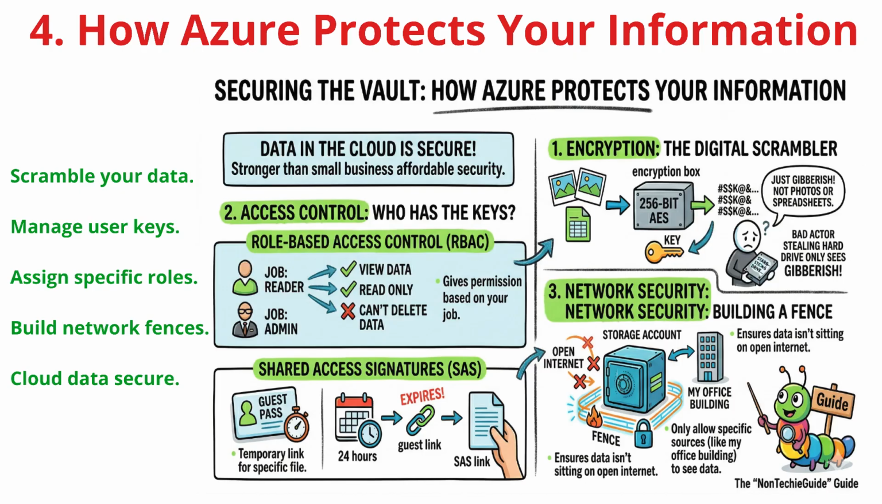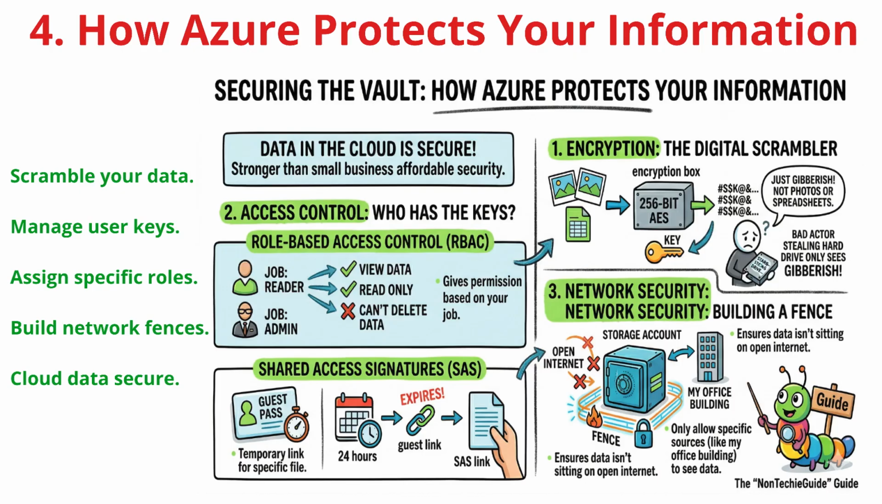First, think of encryption as the digital scrambler. Azure uses 256-bit AES encryption. As soon as your data hits their servers, it is scrambled into an unreadable code. Even if a bad actor physically stole a hard drive from a Microsoft data center, they wouldn't see your photos or spreadsheets, just useless gibberish.